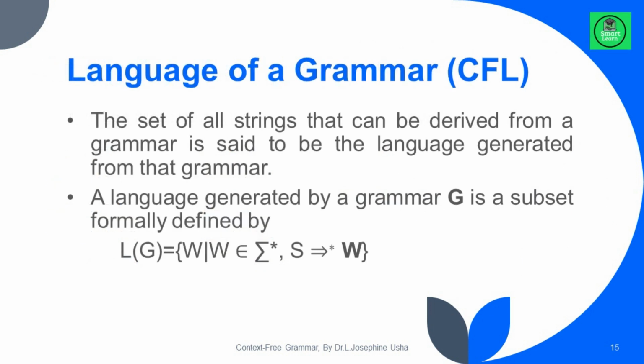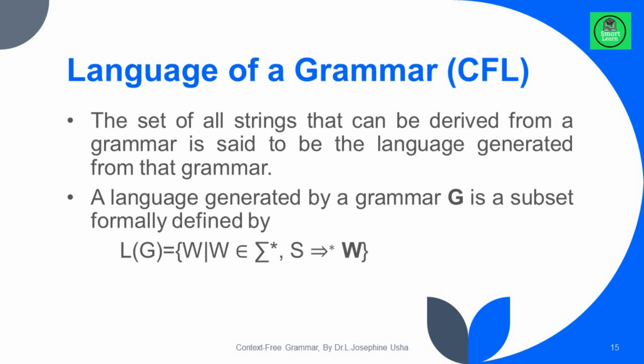Next one is the language of a grammar. The language of a grammar is called a context free language. We'll define the language. It is the set of strings that can be derived from a grammar, said to be the language generated from that grammar. The language of a context free grammar is called a context free language. So it is a set of strings derived from the grammar.